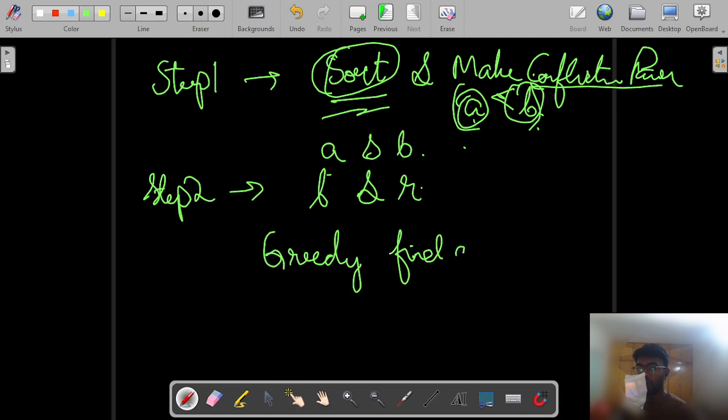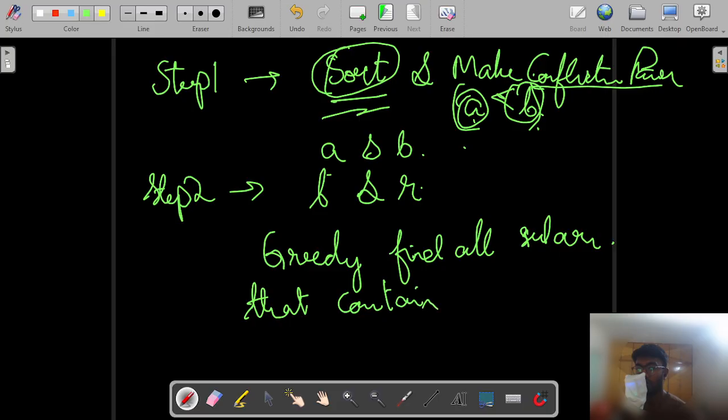all subarrays that contain a range and also before b, right? So we get such subarrays and we filter them down and we remove them from the total subarray.